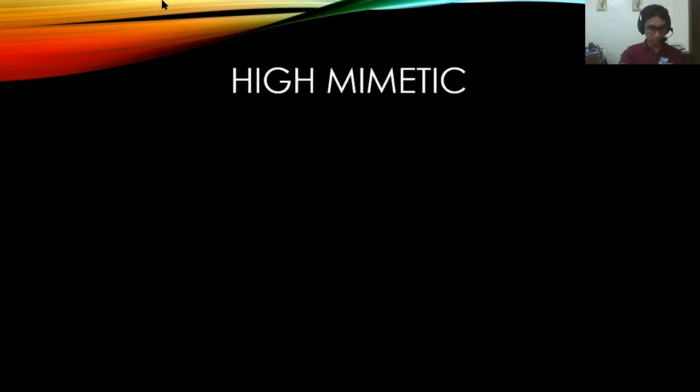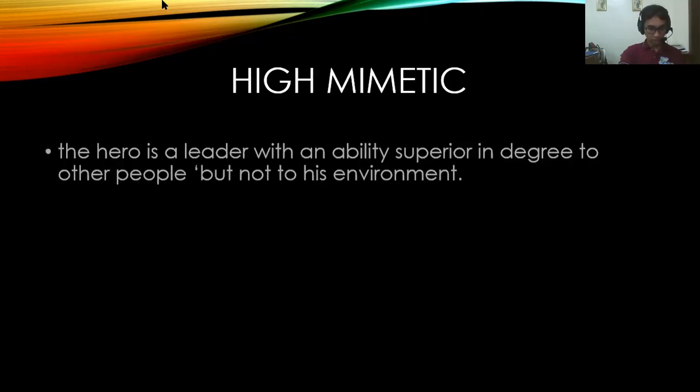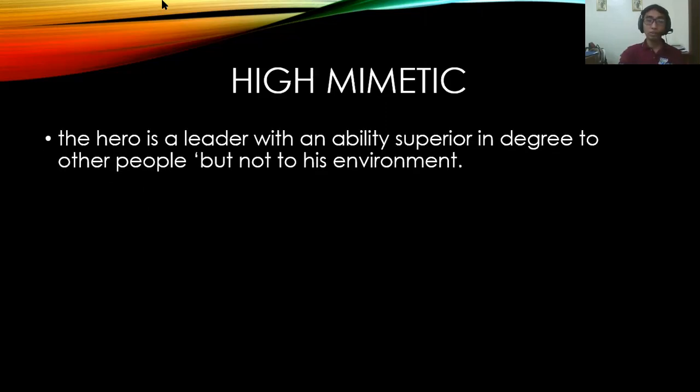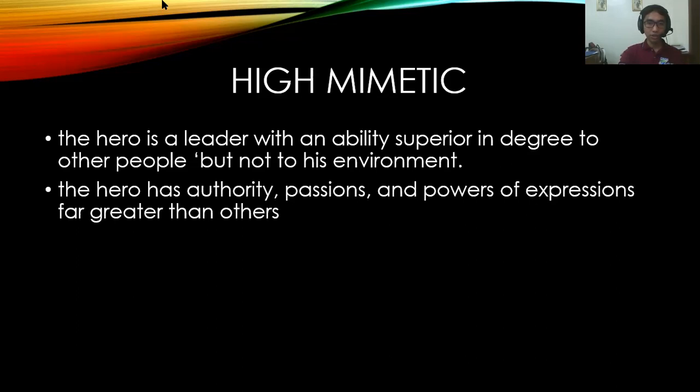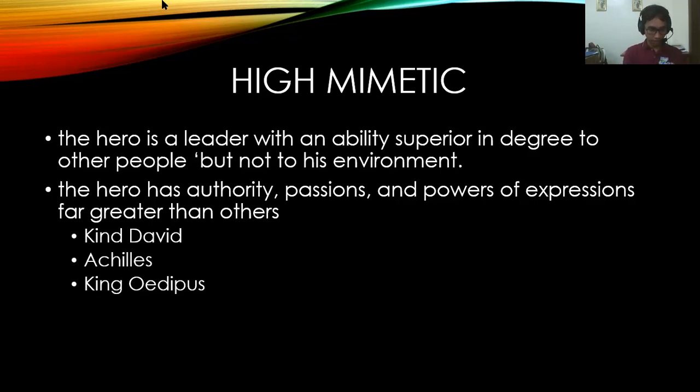The third one is high mimetic. This is a story mode where the hero is a leader with an ability superior in degree to other people, but not to his environment. The hero has authority, passions, and powers of expression far greater than others, but what he does is subject to both social criticism and the order of nature. Think of King David, Achilles, King Oedipus. Those are the example characters under high mimetic.